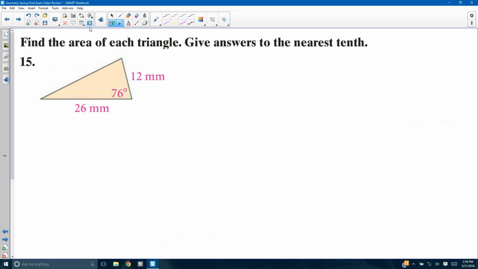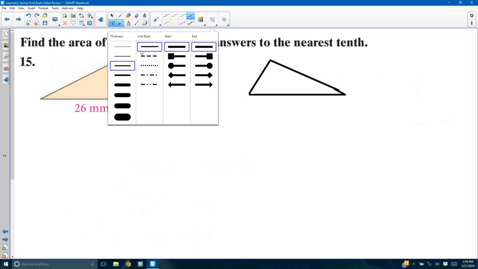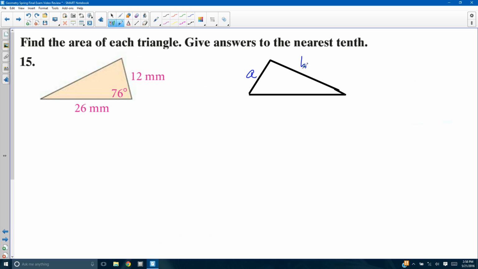Number 15, find the area of each triangle, give answers to the nearest tenth. All right, obviously we're just looking at one triangle here. Two concepts to keep in mind. First one is through a memorization tactic. If you have any triangle and you know the lengths of any 2 sides, and you also happen to know the angle measure in between them, let's call it theta, then you can find the area of that triangle by taking half of the product of A and B and multiplying that by the sine of that angle, theta.